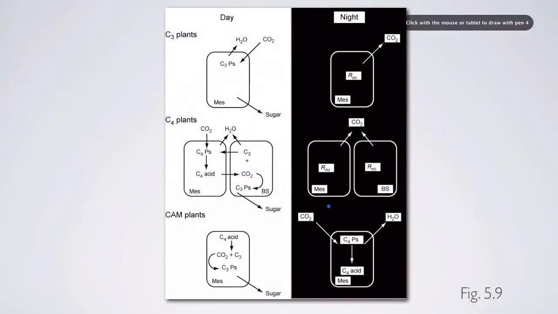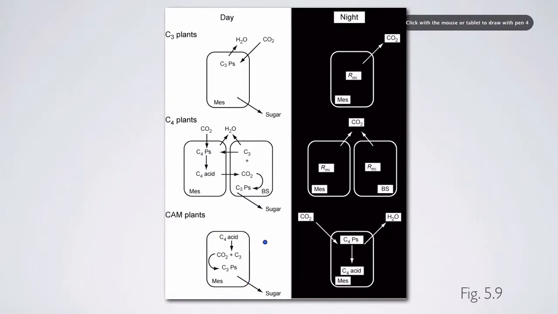So here's a diagram we had looked at part of it before, showing C3 plants and C3 photosynthesis occurring in the mesophyll cells, C4 plants with the initial fixation of carbon in the mesophyll cells, and then the bundle sheaths having high CO2 concentrations in C3 photosynthesis. CAM plants do something a little bit different.